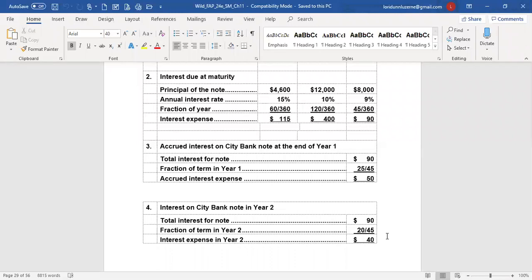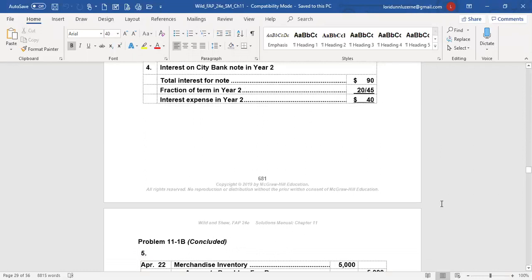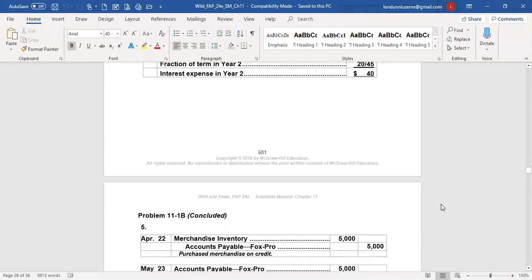Now, let's do the journal entries. So, on April 22nd, when the company purchases $5,000 of merchandise on credit on account from Fox Pro, they'll debit merchandise inventory, increasing that asset, and increase the liability accounts payable.